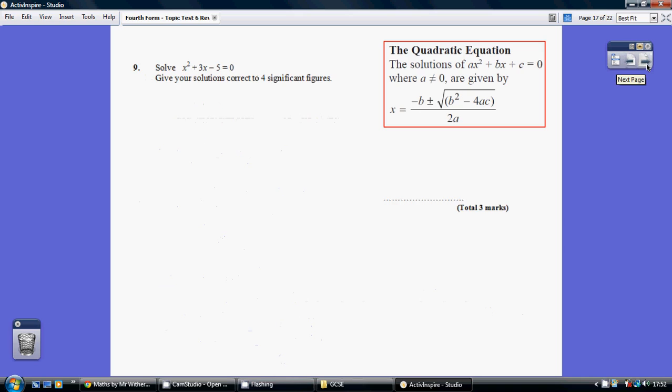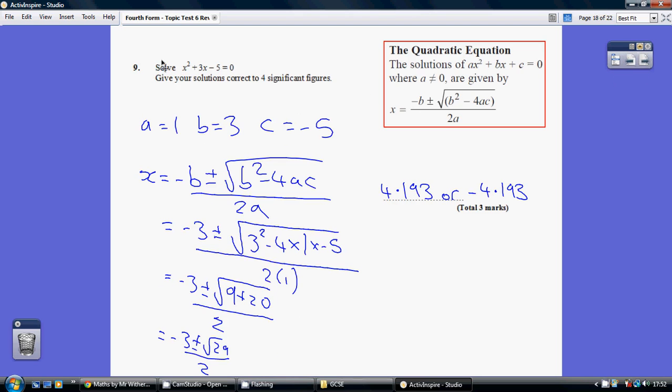Question 9. So same idea, a is 1, b is 3, c is minus 5. We substitute in and we get these two solutions.